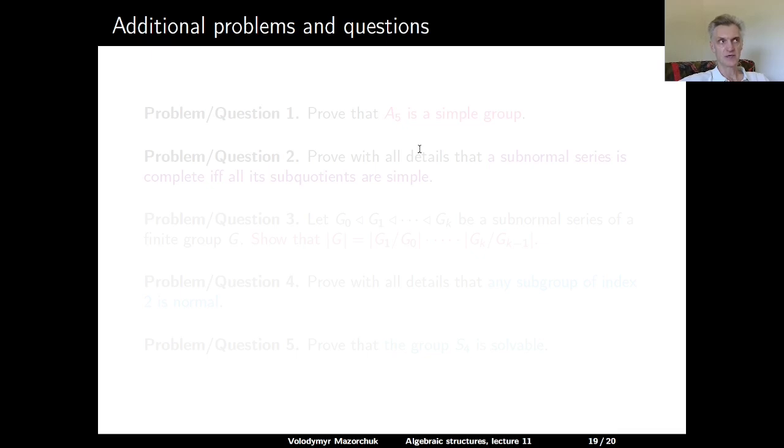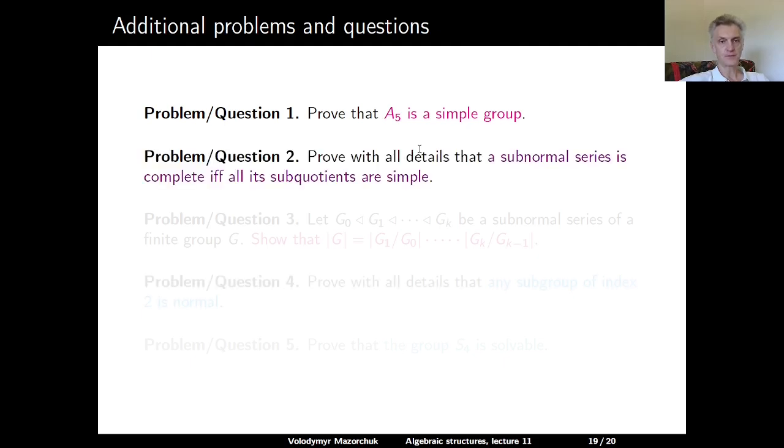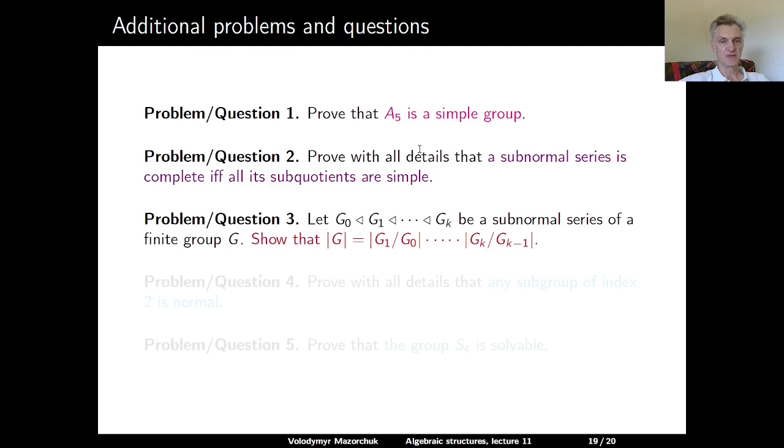Okay, some additional problems and questions at the end. Problem question 1. Prove that A5 is a simple group. Problem question 2. Prove with all details that a subnormal series is complete if and only if all its subquotients are simple. Problem question 3. Let G0, G1, and so on Gk be a subnormal series of a finite group G. Show that the cardinality of G equals the product of the cardinalities of the subquotients of this series.